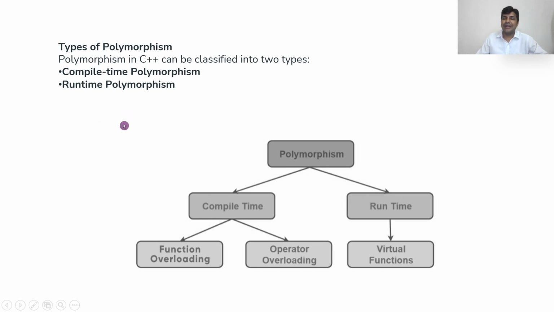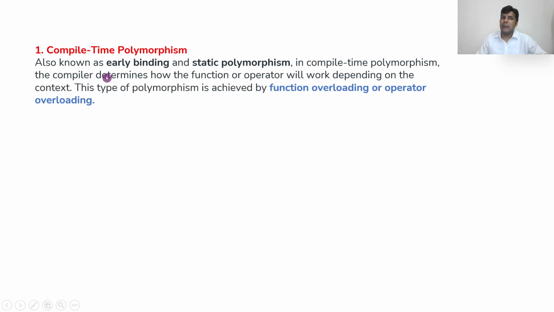Before that, types of polymorphism. There are two types: compile time and runtime. Compile time is further divided into function overloading and operator overloading, and runtime we can also call function overriding or virtual function. Let us see what each one is, one by one. First, let us start with compile time. Compile time is also known as early binding or static polymorphism.